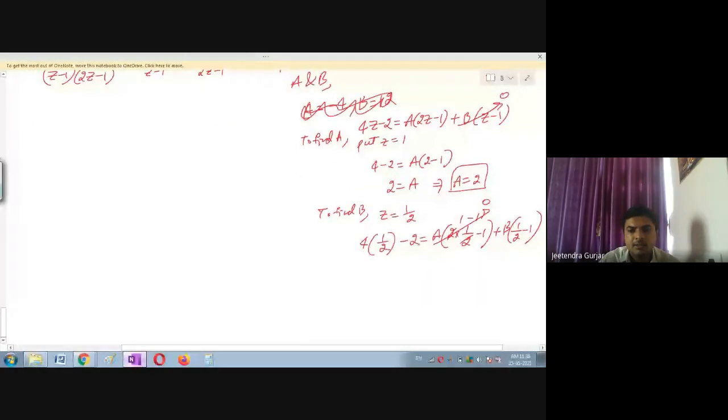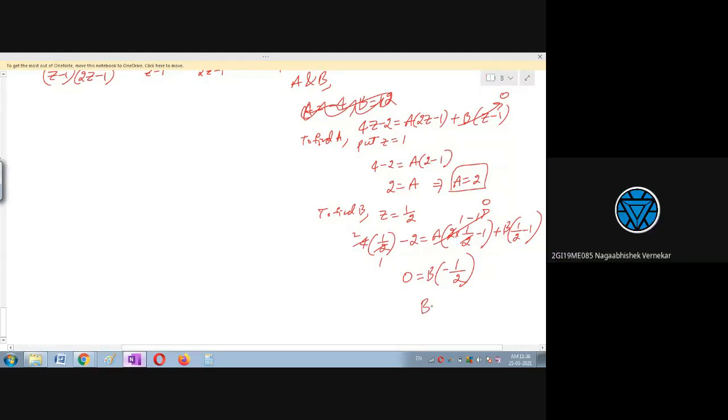So now I will simplify for B. This is again 2, this will become 1, so 2 minus 2 is 0. We are getting this term 0. Then this term is 2 minus B. So B will become minus 1 upon 2, or B is equal to 0. I'm getting B is equal to 0.